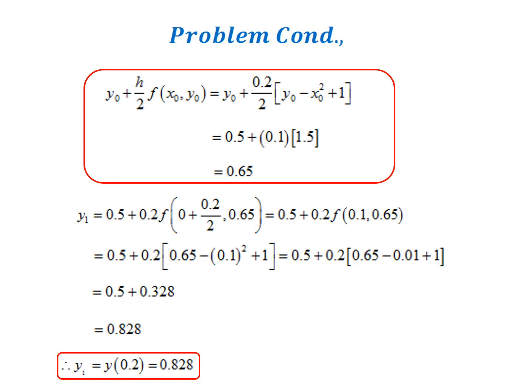Now simplify this thing and multiply this whole value with this 0.2. It will give 0.328. So add 0.5 plus 0.328. We will get 0.828. So therefore y1 is equal to y of 0.2 is equal to 0.828. This is our final answer, because in the problem itself they are asking to find out y of 0.2, which means y1. Okay. Thank you guys.